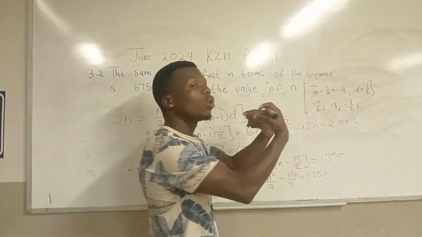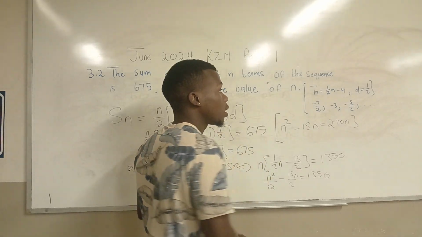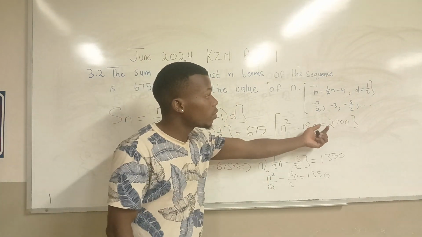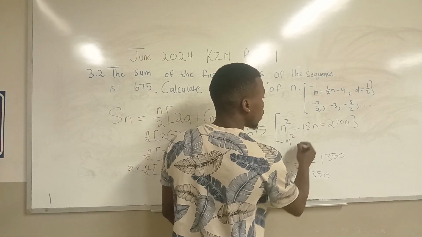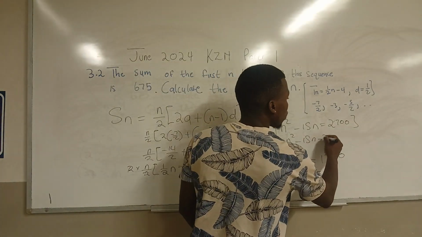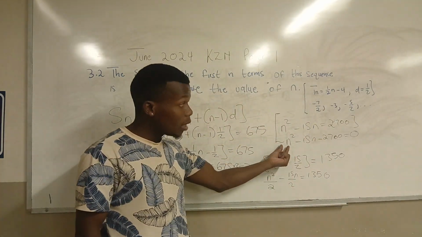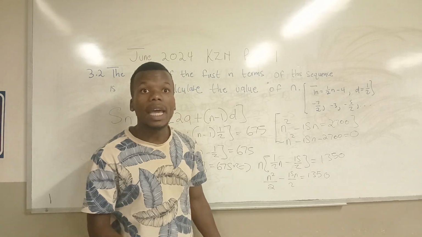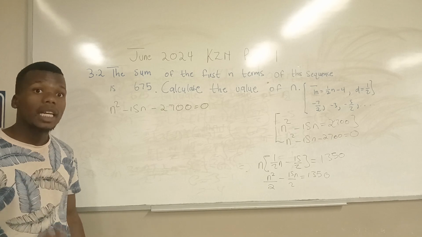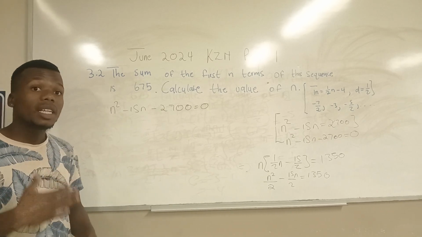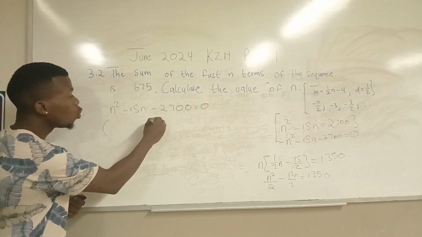And then I simplify. I will take whatever is on my right hand side to the left hand side. They will change sign. 2700 will change sign from positive to negative. This will be n squared minus 15n minus 2700, which equals 0. Meaning I have to solve for n. Remember, I have n squared, meaning that I have to get two values of n. Now let's open two brackets.